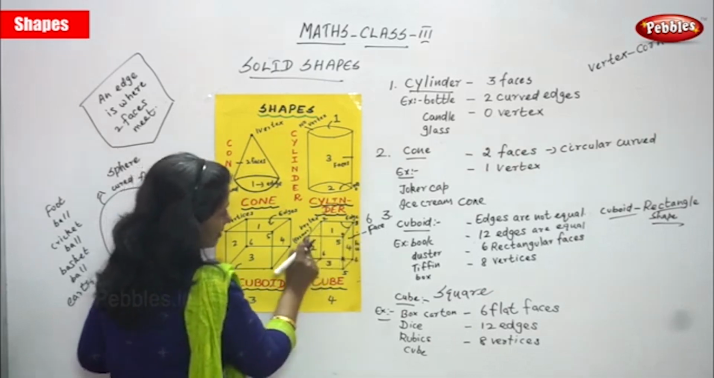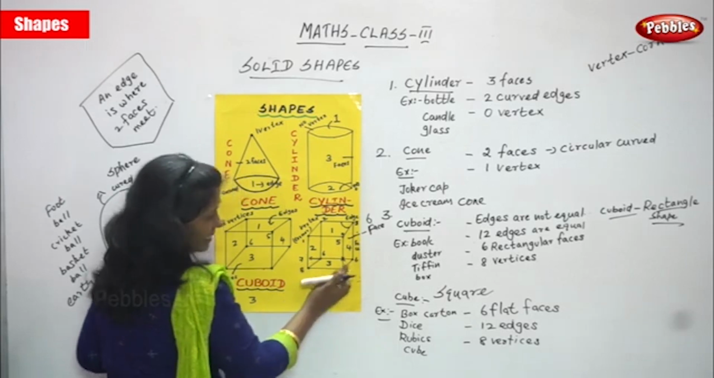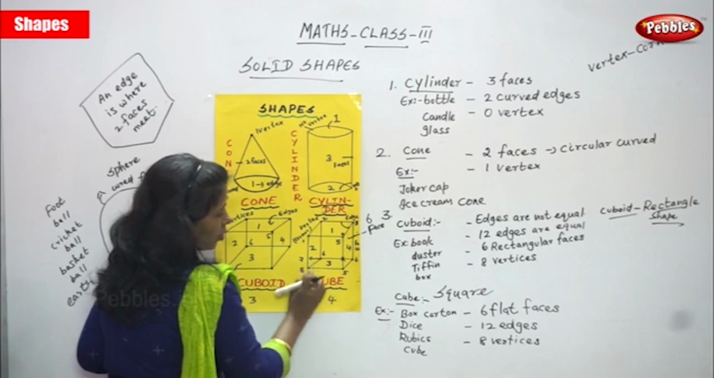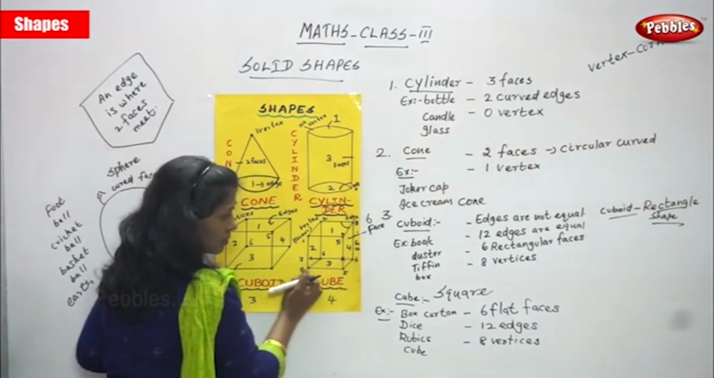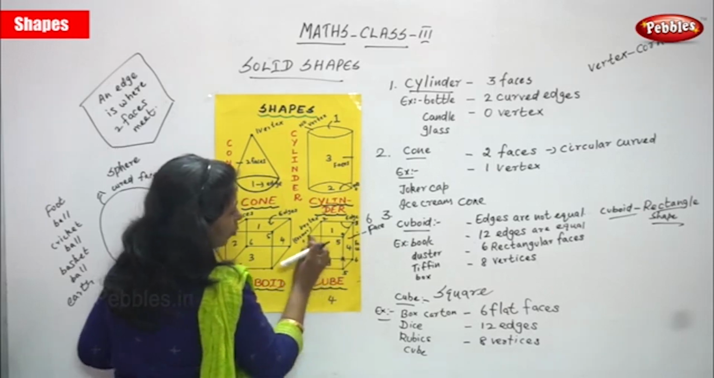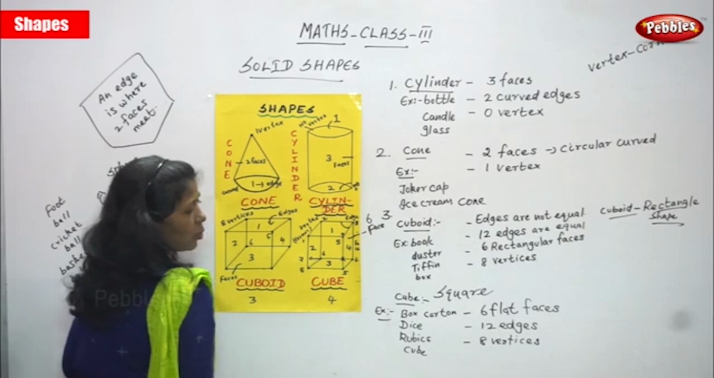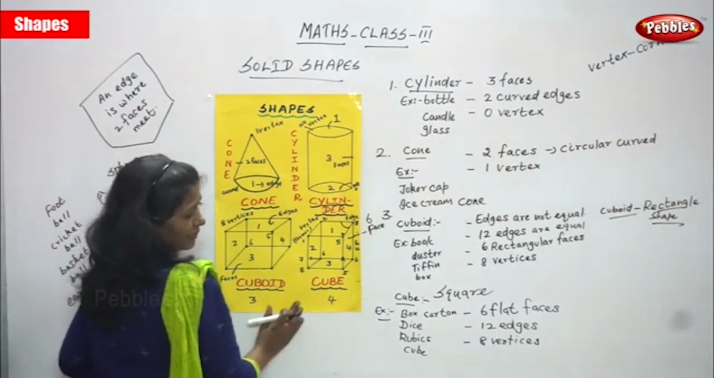1, 2, 3, 4, then 5, 6, 7 and 8. So the corner is called this corner, this corner, this corner, this corner. So altogether this is 4, and 1, 2, 3, 4. So altogether 8 vertices, meaning 8 corners. What is it called? 8 corners we can call 8 vertices.